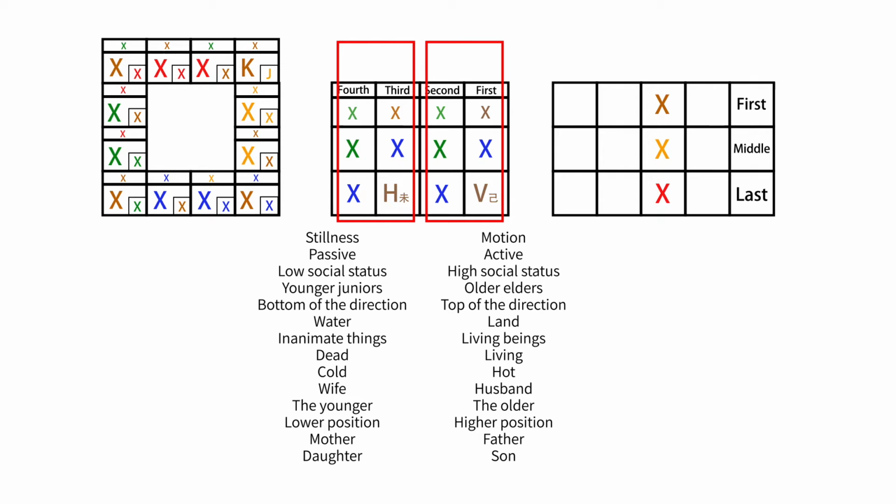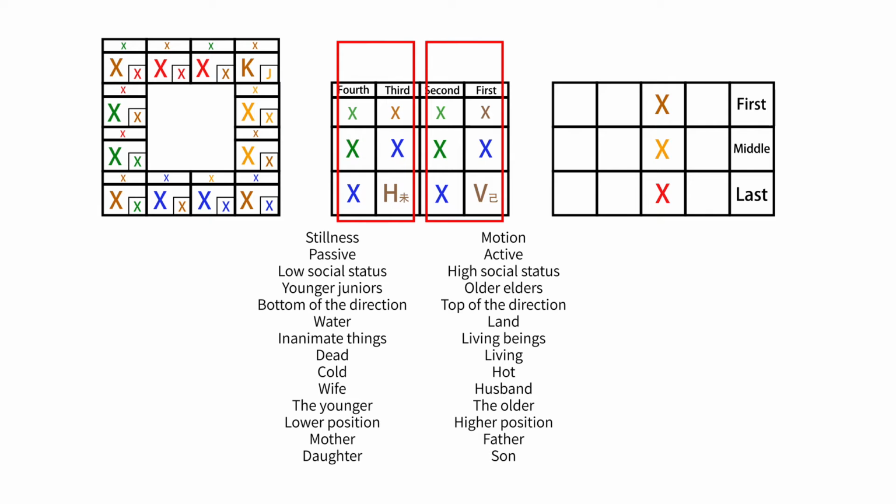The stem represents living, and the branch represents dead. The stem represents hot, and the branch represents cold. If the divination is about marriage, the stem represents the husband, and the branch represents the wife.